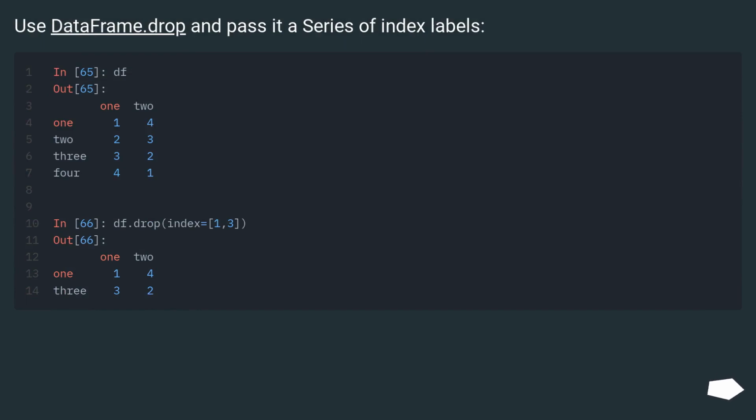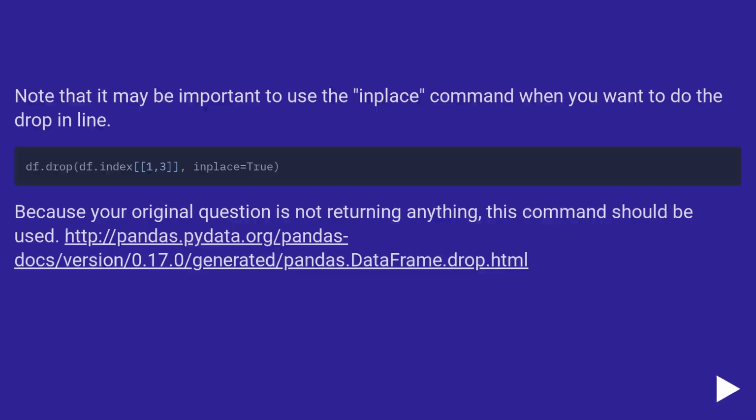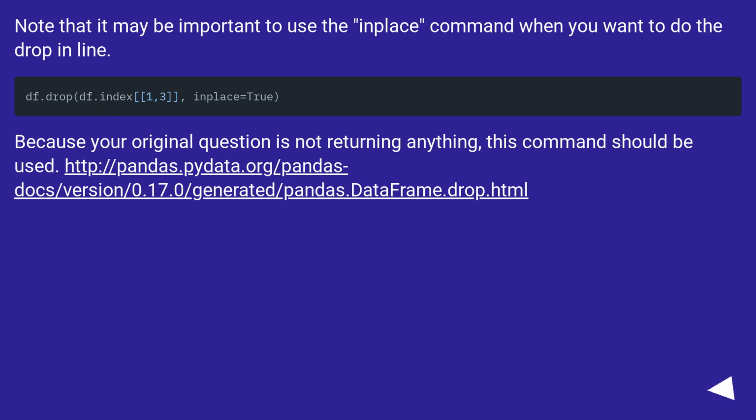Use dataframe.drop and pass it a series of index labels. Note that it may be important to use the inplace command when you want to do the drop in line, because your original question is not returning anything, this command should be used. This URL.